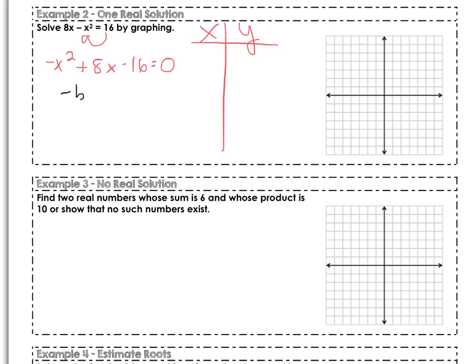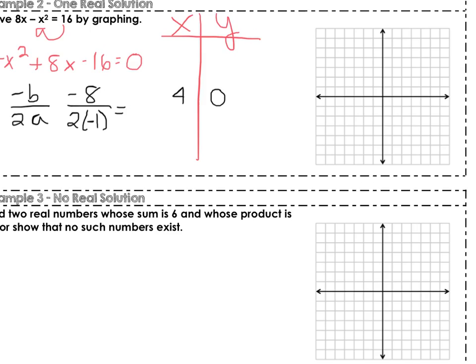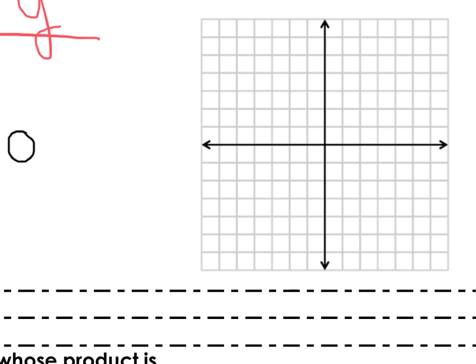All right, so first off, let's find our axis of symmetry. So we plug in our value for b, and our value for a is negative 1. So we have negative 8 divided by negative 2, which is positive 4. If we plug in 4 into our equation, we get 0. So in this scenario, we only have one solution, because our axis of symmetry is our 0, or our x-intercept. Something else that we can recognize is that it's negative x squared, so that means I'm going to open down.